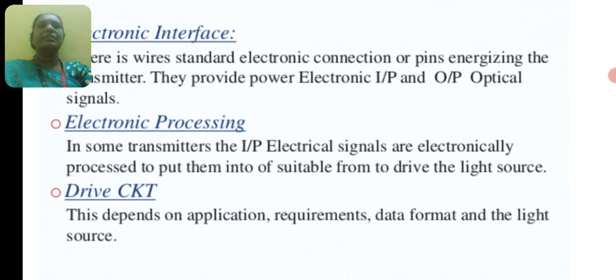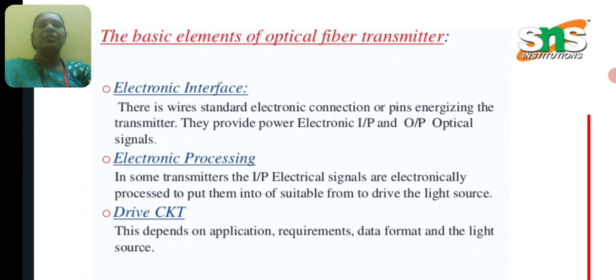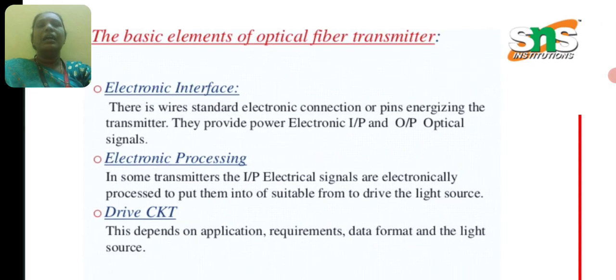First one is the electronic interface. There are wires, standard electronic connections or pins energizing the transmitter. They provide power, electronic input and output optical signals. And the electronic processing unit: in some transmitters, the input electrical signals are electronically processed to put them into a suitable form to drive the light source. Another important circuit is the drive circuit. This depends on application requirements, data format and the light source. So: electronic interface, electronic processing and drive circuit.